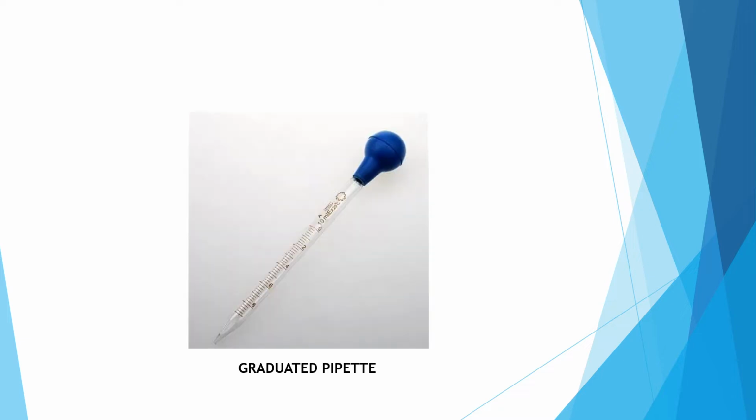The next is the graduated pipette. It is a little bit different from the dropper, as in the dropper we measure the amount in drops, but here in the graduated pipette we have readings. We measure the amount of liquid or chemical in the readings. There are three types of pipettes with respect to the volume: the 10 ml, 25 ml, and the 50 ml pipettes. And this is the 10 ml pipette.